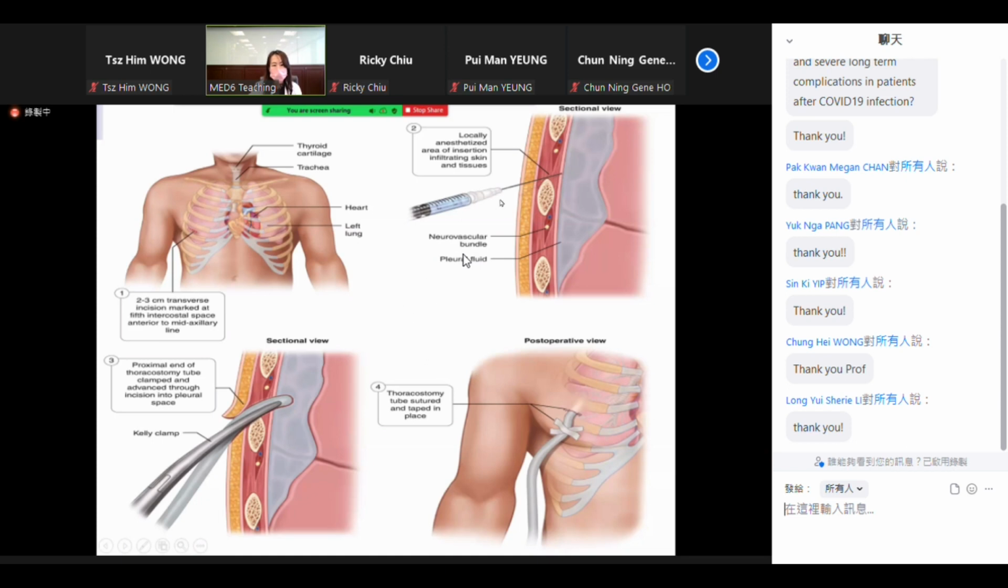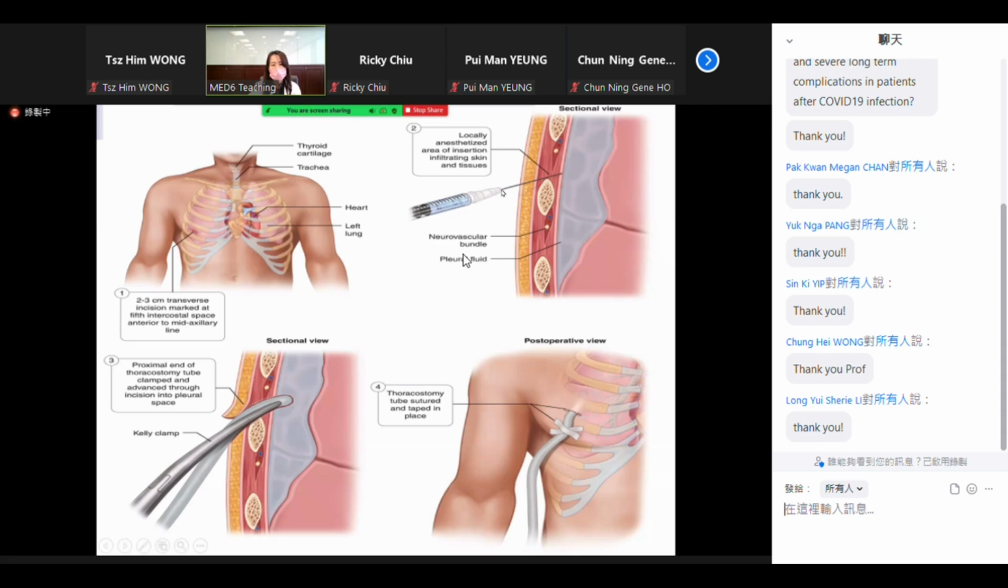After local anesthesia, we will use an artery or Kelly clamp to do blunt dissection. So we dissect from the skin all the way to the pleura. When we reach the pleura, there is usually a gush of air coming out. That means we have reached the pleura already.